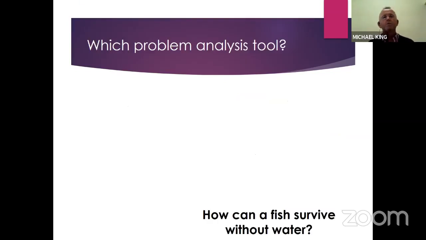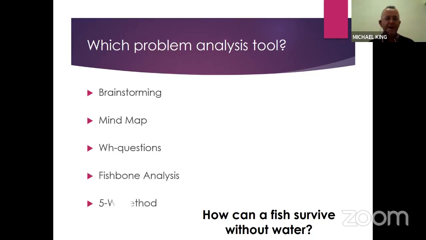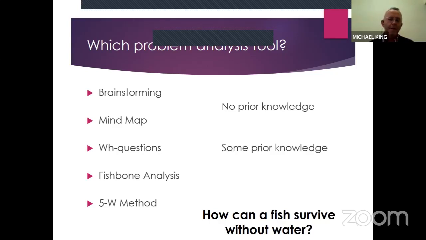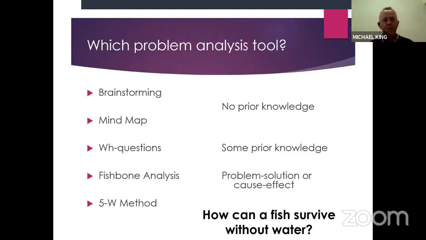So one question to ask is, which of these problem analysis tools would be the most appropriate for which kind of problem? Remember, I said that the 5 classic tools that I learned are brainstorming, mind map, WH questions, fishbone analysis, and the 5W method. So if we had a problem statement like, how can a fish survive without water? We would be trying to use one of these methods based on our prior knowledge. So if we have no prior knowledge, we would use certain methods. If we have some prior knowledge, we would use others. And if we had problem solution or cause effect, we would use others.